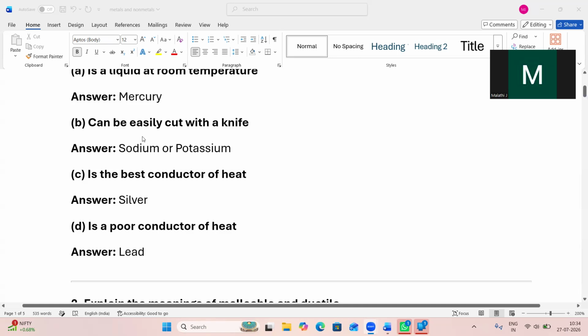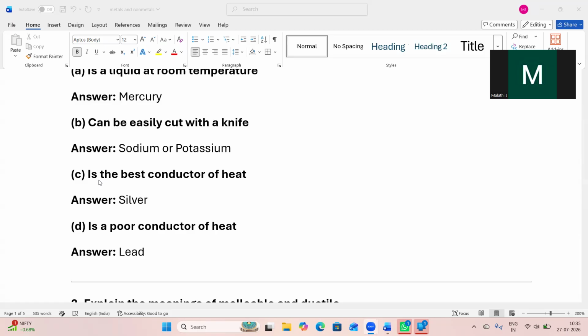So which metal can we cut easily? All the metals are actually very hard, with high melting and boiling points. But while reading the exceptions, we studied that sodium and potassium are metals, but they are very soft. We can even cut them with a knife.